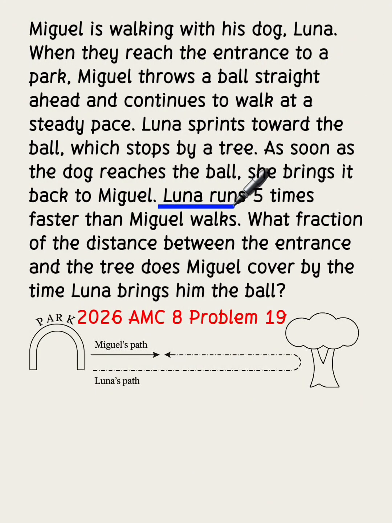As shown, Luna runs 5 times faster than Miguel walks. How far has Miguel walked when Luna brings him the ball?